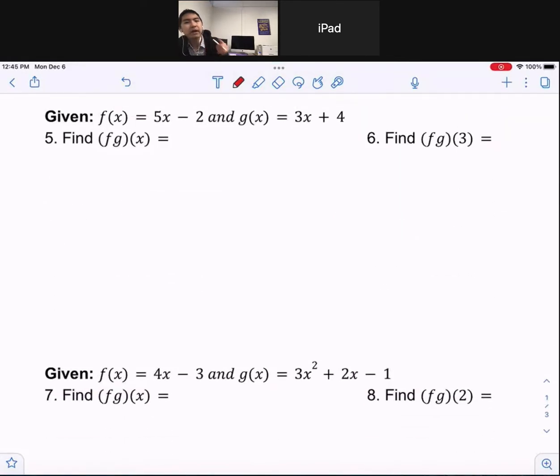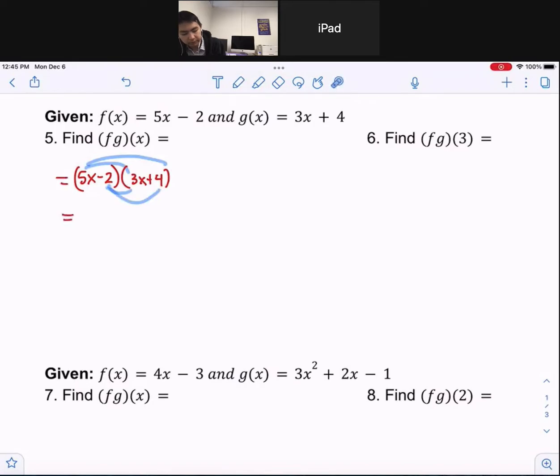So this is f times g of x. We have to multiply our f function, which is 5x minus 2, times our g function, which is 3x plus 4. So this is where we do a double distribution.